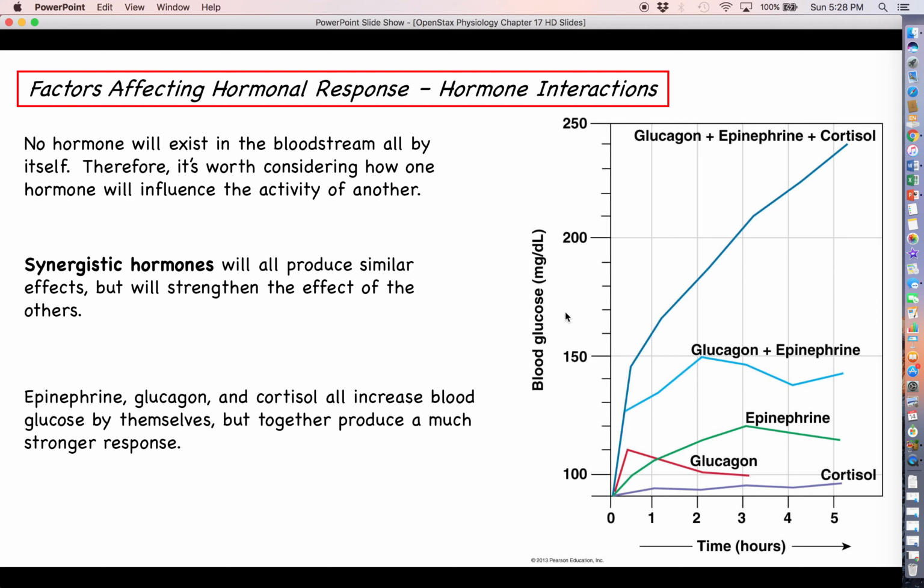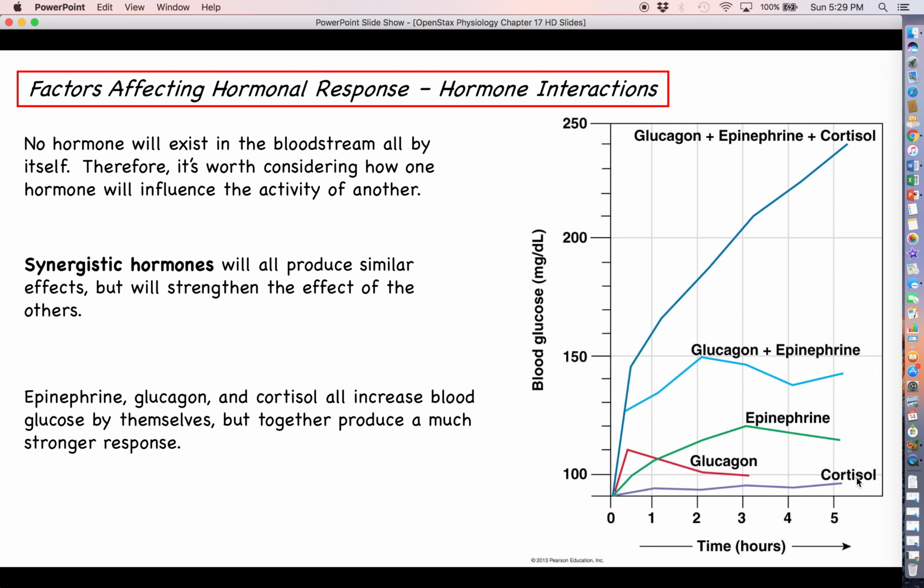You can see that's the case because in this graph that you're looking at here, on the y-axis, we are tracking the levels of glucose in the blood in milligrams per deciliter. And then on the x-axis, we can see time in hours after a particular hormone was administered. So if you look at each of the individual graphs, you can see on the bottom here in the purple graph, cortisol all by itself, assuming it is the only hormone in the bloodstream, very modestly raises the blood glucose.